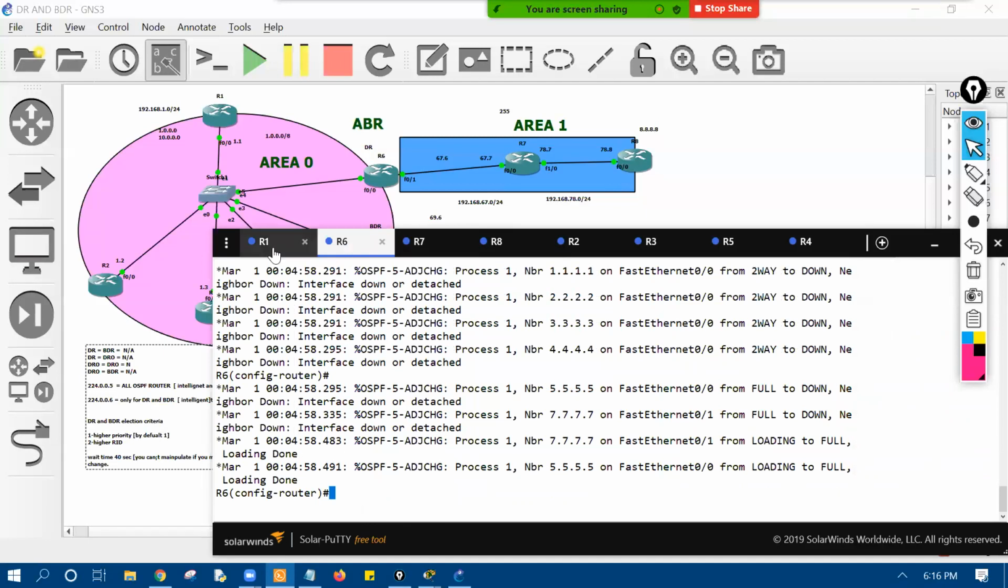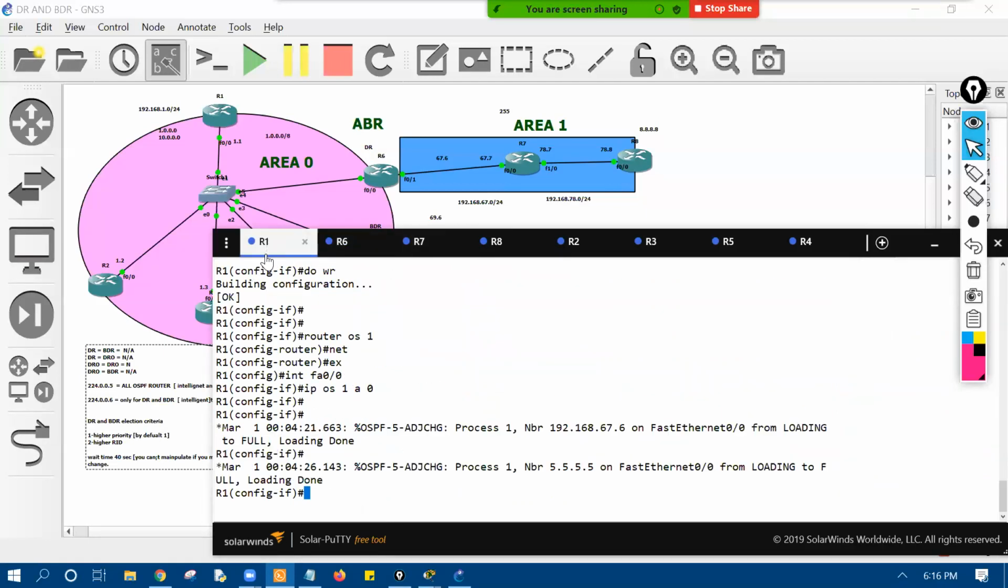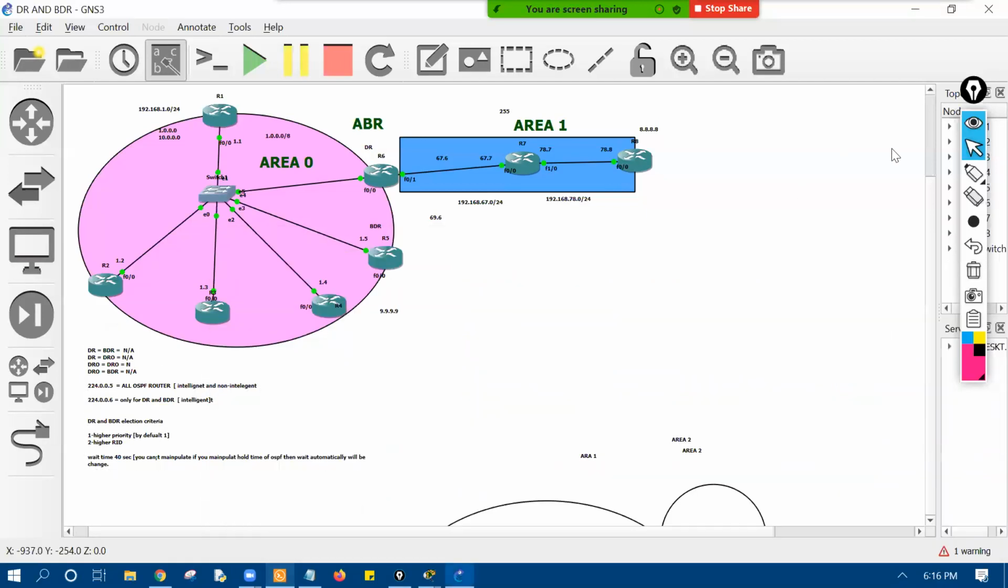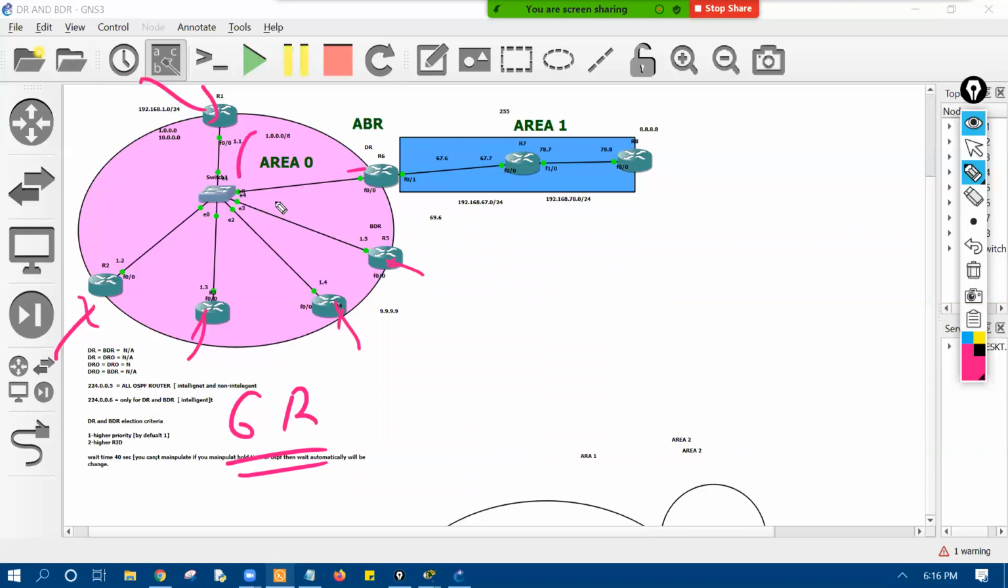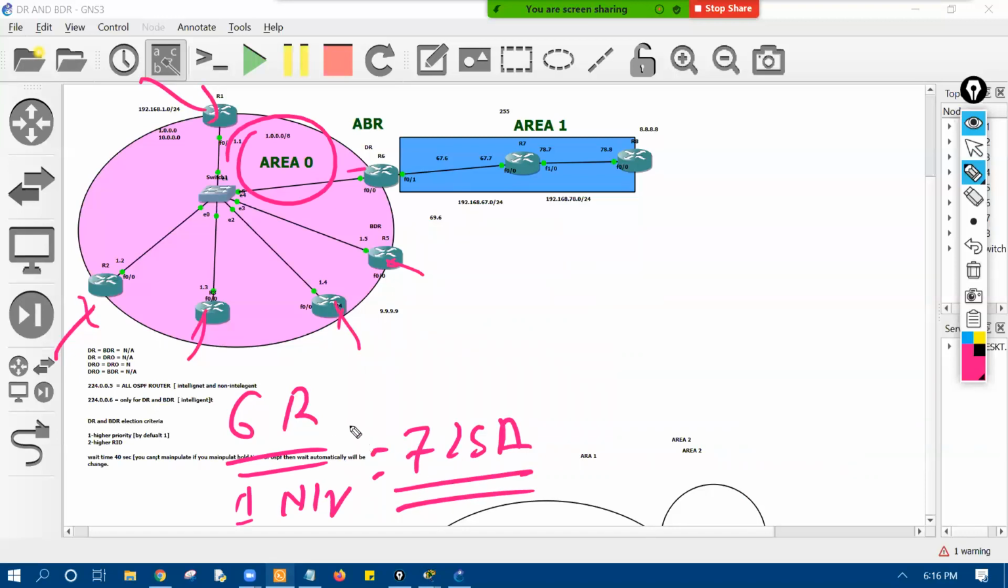Done. So right now on R1, what happened in this case? This guy, right? R1, R2, R3, R4, R5, R6. Totally 6 router LSAs in this domain, in this area 0. And how many network LSAs will be there? 1 network LSA. Total how many LSAs will there be? 7 LSAs. Right now, 7 LSAs are present in area 0. That is the detailed information.